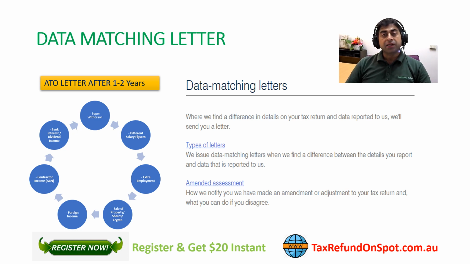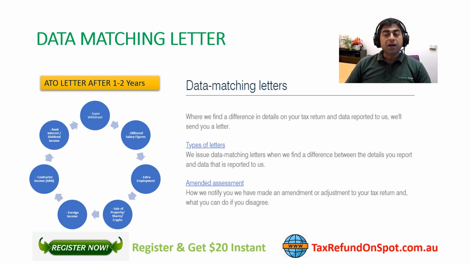But with data matching, the ATO does it after a year or two. After a year or two, they get information from your employer, your bank, your contractor, your Airbnb income, your dividend, your capital gain, your foreign income. So whatever income they can find from various sources, they match it with your tax return, and if it is not matching, then they send you a data matching letter.